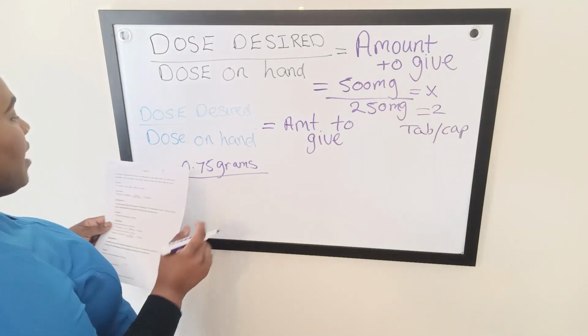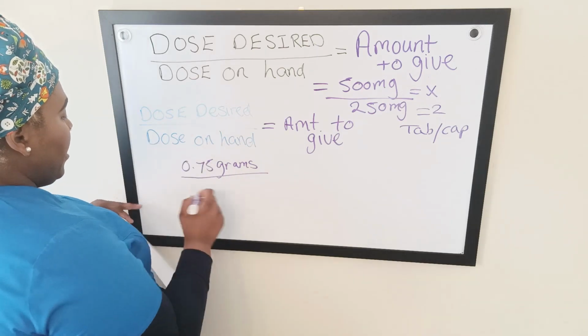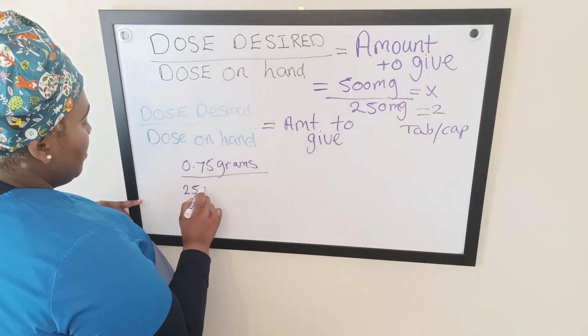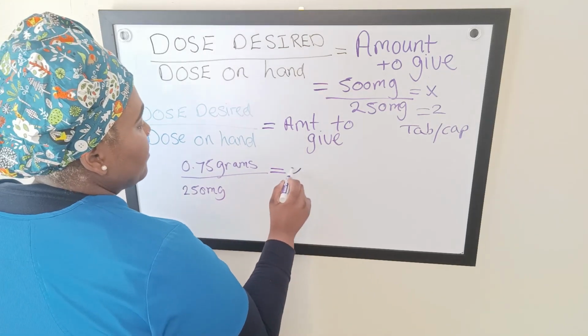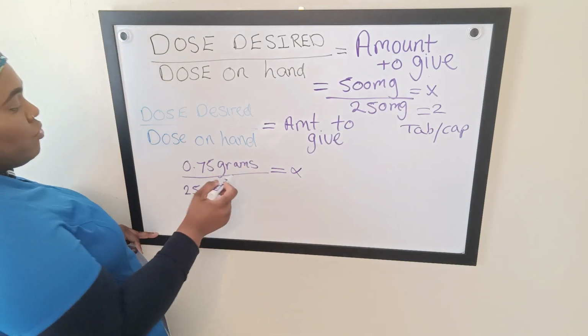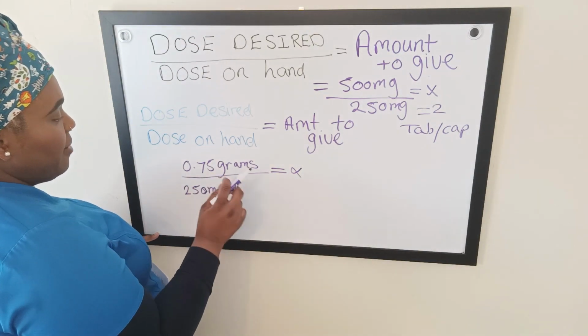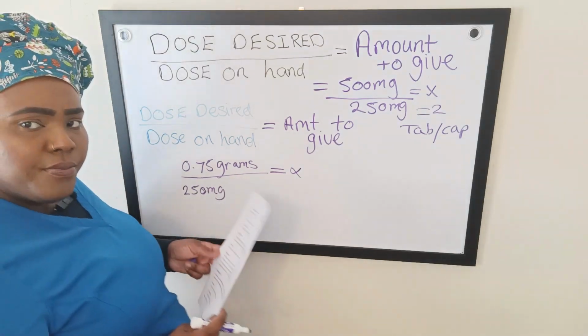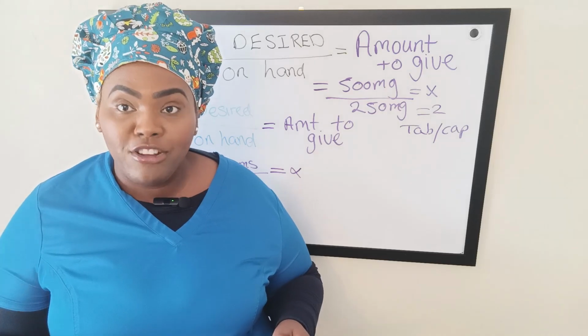You have to know how many milligrams make a gram, okay? So our dose on hand is 250 milligrams, and this is going to give us X. And remember, X is the amount to give, right? So we have 0.75 grams divided by 250 milligrams. Does that make sense to you? No. We have to convert the grams into milligrams.